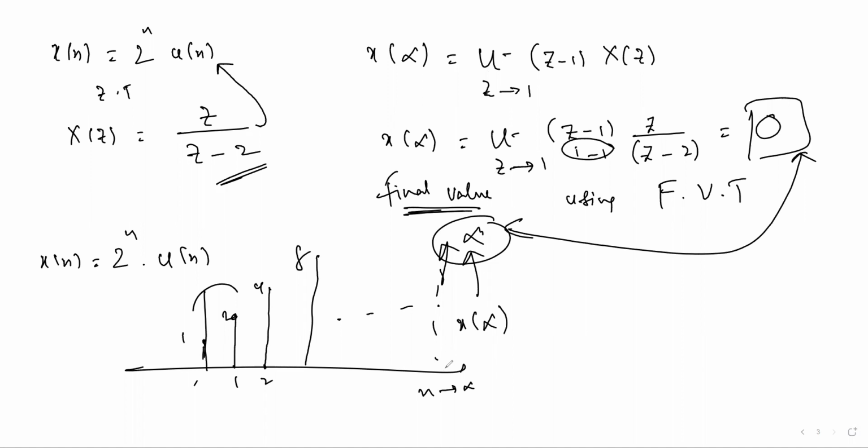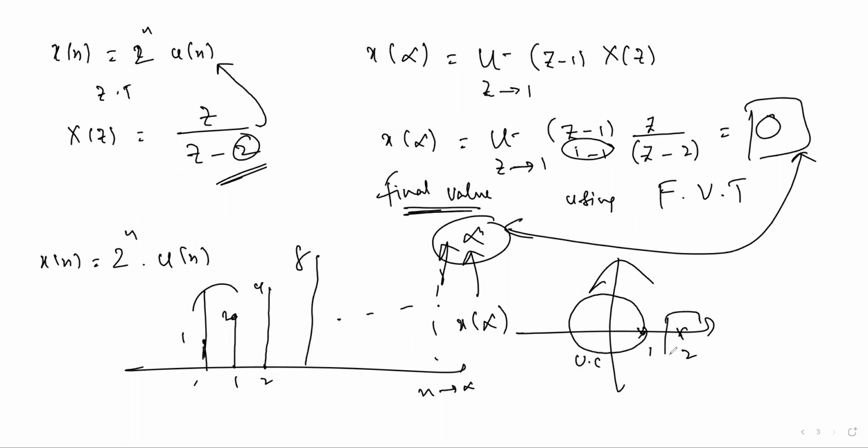both are different. Why final value theorem is not giving the correct answer is because here, what is the pole for this function? Pole lies in the z plane at 2. So it is outside of the unit circle. So if a pole is outside of the unit circle, you should not apply final value theorem.